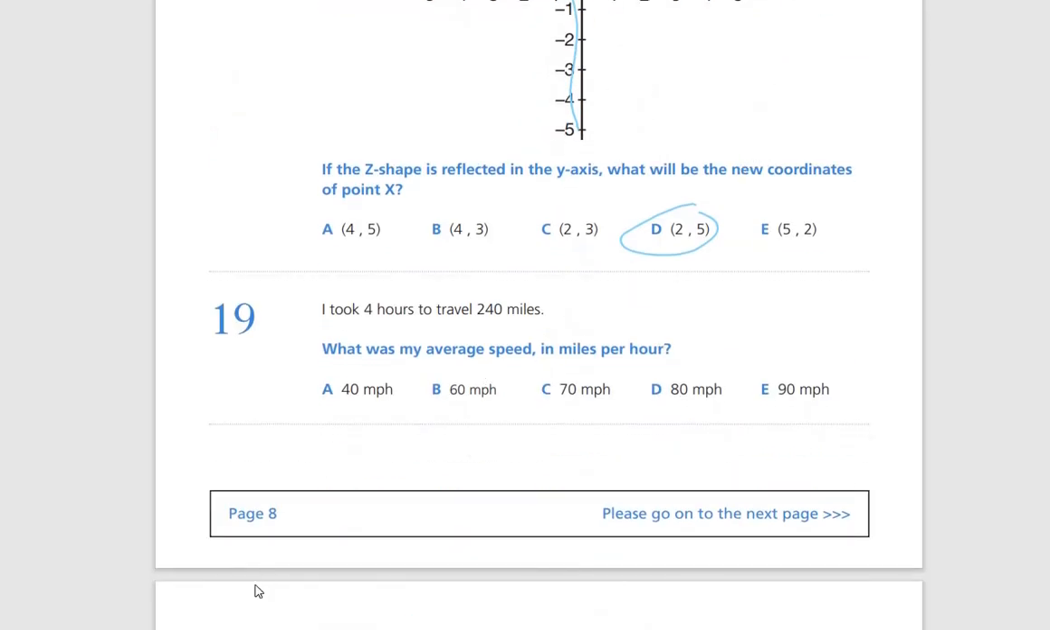25 questions. 19. I took 4 hours to travel 240 miles. What was my average speed in miles per hour? So if I took 4 hours to travel 240, then I need to work out 1 hour, so 240 divided by 4, which is 60. So 60 miles per hour. Basically, 4 hours is 240. We need to work out 1 hour, so we do 4 divided by 4 to get 1. And then you do 240 miles divided by 4 to get how many miles per that 1 hour, and that's 60.